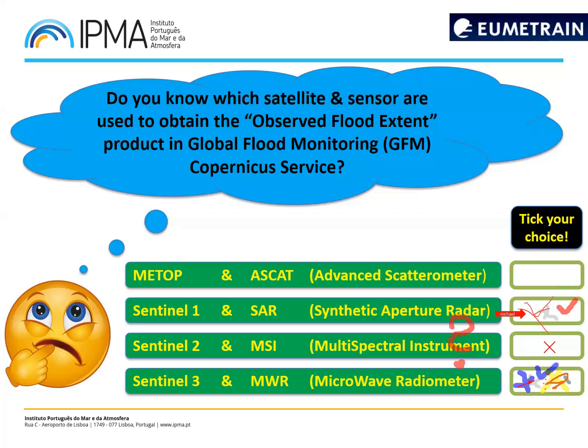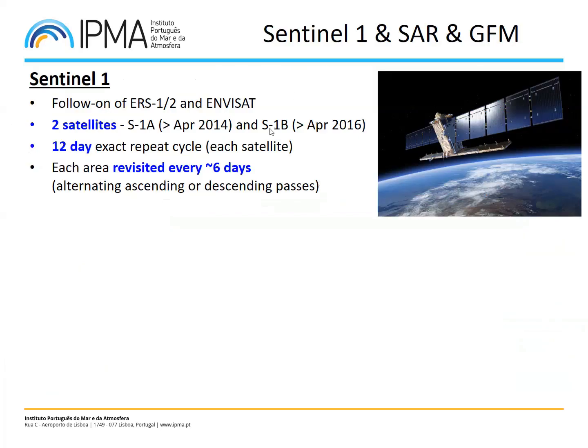Okay, fair enough. So let me just stop sharing then. I think there are 2 main options. One is Sentinel-1 with SAR, and the other is Sentinel-3 with microwave radiometer. Okay, let me just stop the annotation and move forward. So in fact, it was Sentinel-1 with SAR, so the synthetic aperture radar.